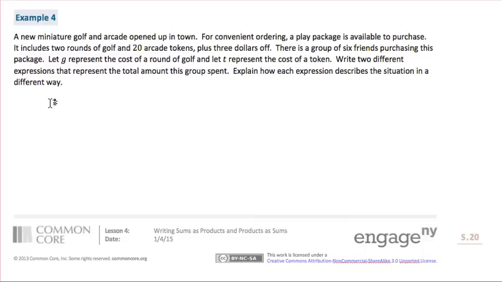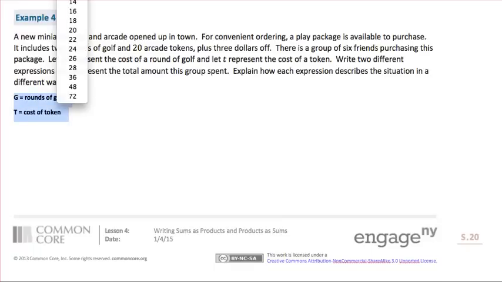So let's label first. We have G equals the cost of a round of golf, and T represents the cost of a token.